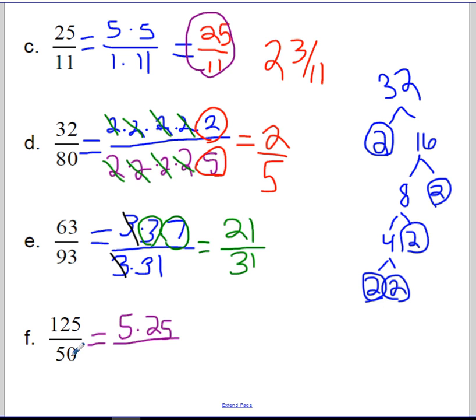And then 50 is the same as 2 quarters. 50 cents is 2 times 25 cents. So notice, instead of breaking it down all the way, I could have written this 25 as 5 times 5 and this 25 as 5 times 5. I just left them as 25s because I can still cancel a 25 from the top and a 25 from the bottom. And I'm left with 5 over 2, 5 halves, or we can write that as 2 1/2.